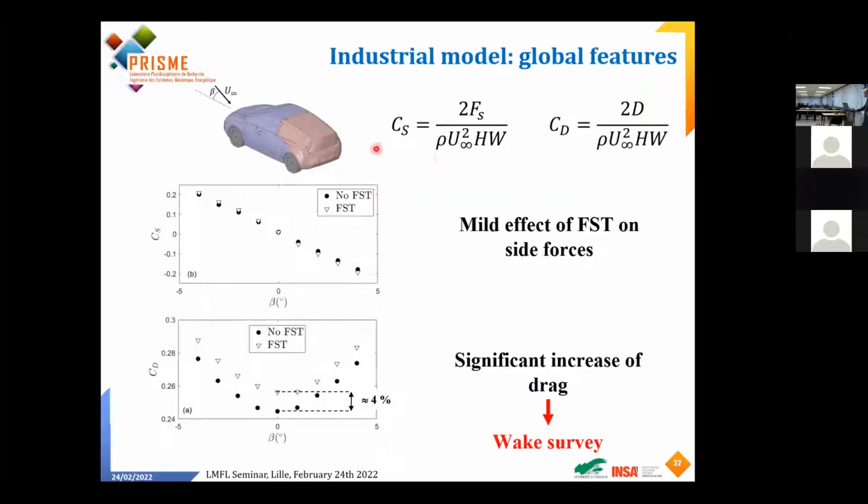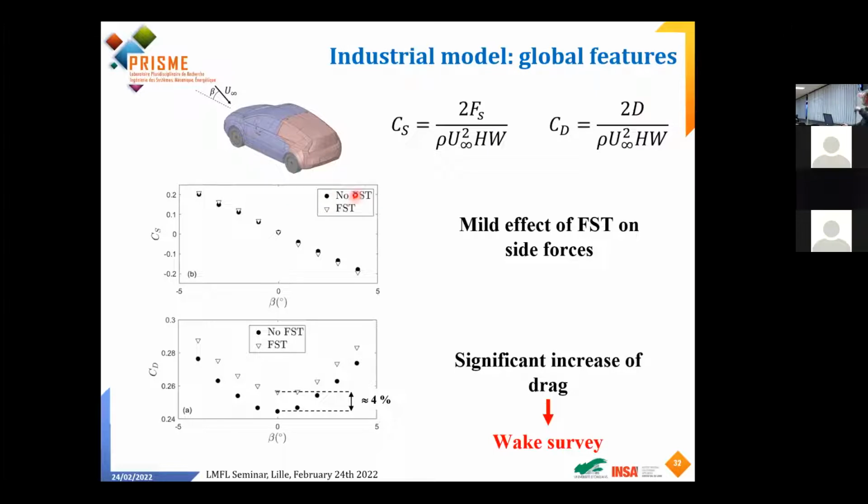So let's look first at global quantities. Here I will present some results about the side force coefficient. Fs is the force when we make a yaw angle on the vehicle. The yaw angle is beta here, and it has been varied between -4 and +4 degrees. We will also look at the drag, defined as previously by this equation. So this is the drag coefficient.